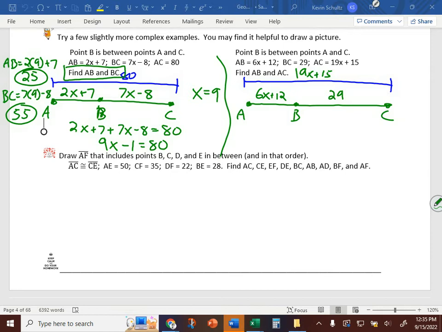Yes, Arlene. So you do 19x plus 15 minus 6x plus 12. Okay, so we have a couple of different ways we can set this up here, right? Arlene is saying if I take the whole 19x plus 15 and I subtract the part that is 6x plus 12, I'm left with 29, right? And I can solve it that way.